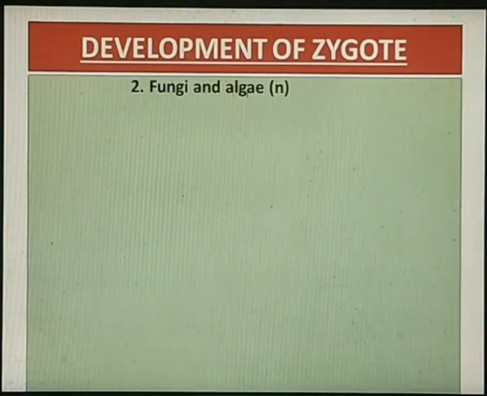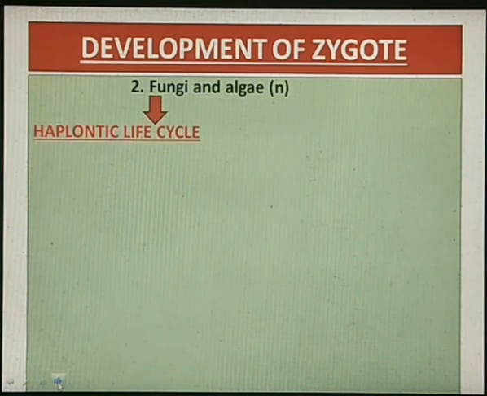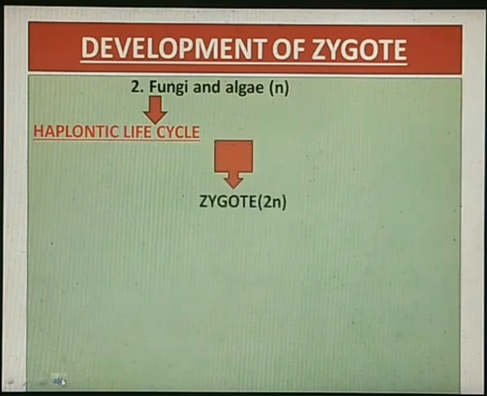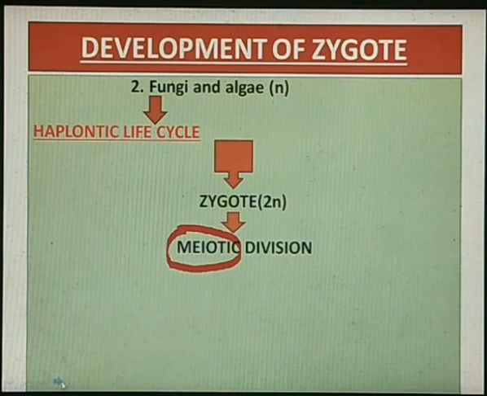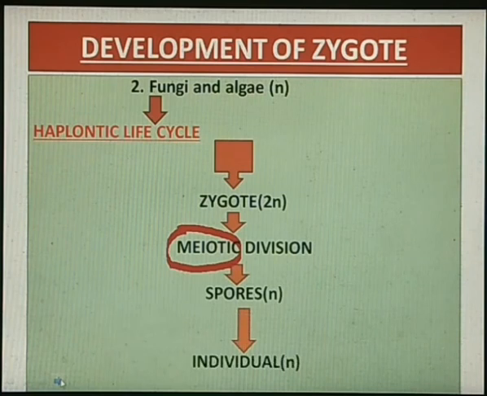In most of the fungal and algal species which are haploid in nature, the development of the zygote is a little different from that of other organisms. These fungi and algae exhibit a haplontic life cycle. The meaning of haplontic is that these species are multicellular, but they follow a haploid life, and only during the formation of gametes will they undergo mitotic division, and the zygote will be formed here. The zygote will be diploid and will undergo meiotic division. We should remember this. It undergoes meiotic division, and then the spores which are formed will be haploid, and these spores will germinate into the individual.